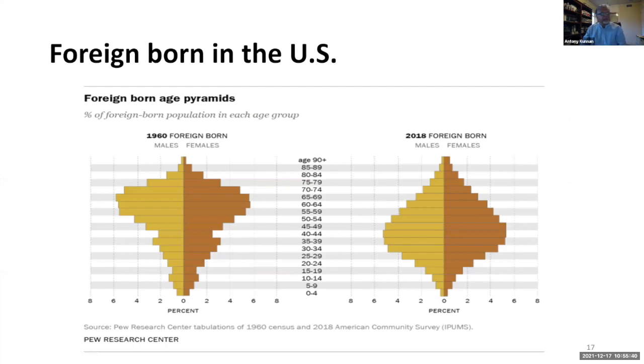If you look at the number of foreign born in the United States, you see that in 1960, on the left, you have more males than females. But as you go to the right, in 2018, there are more females than males. Also, the bulge in terms of the age of immigrants and age of foreign born is different. So there were more older foreign born immigrants in the 1960s, but today that group has come down in age.